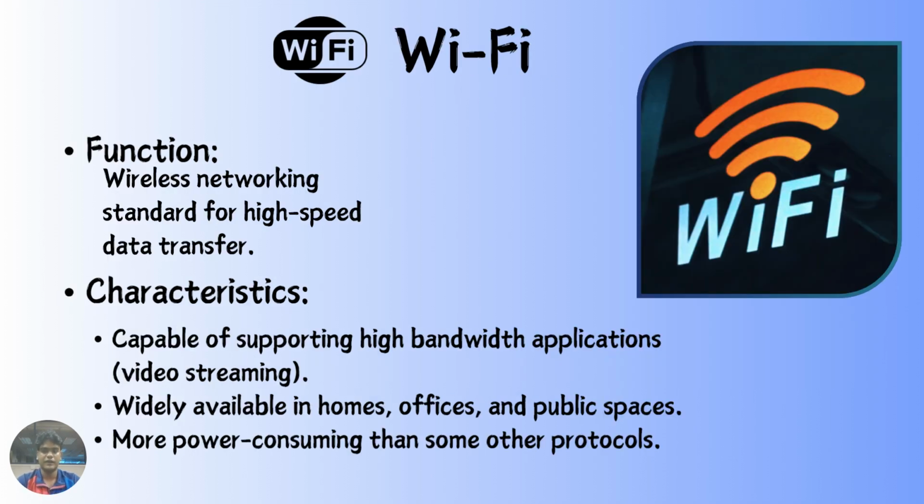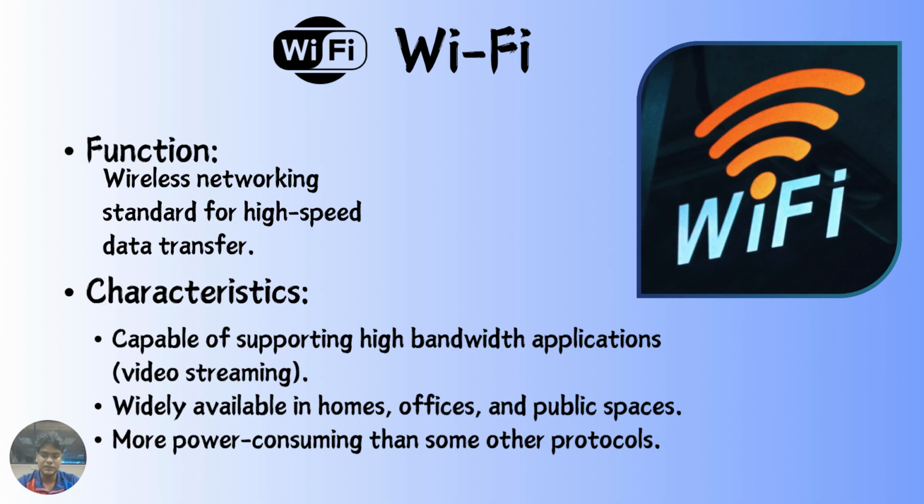Next one is Wi-Fi. Wi-Fi is a widely used protocol in IoT, offering high-speed, stable connectivity for devices within local areas. It's commonly found in smart homes, offices, and industrial environments, powering devices like smart TVs, cameras, and appliances. Wi-Fi's advantages include broad availability, high data rates, and easy integration with existing networks.